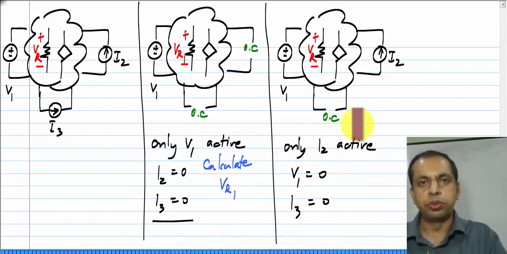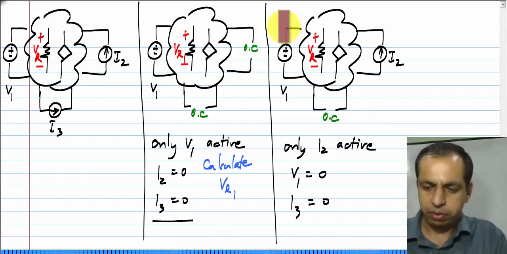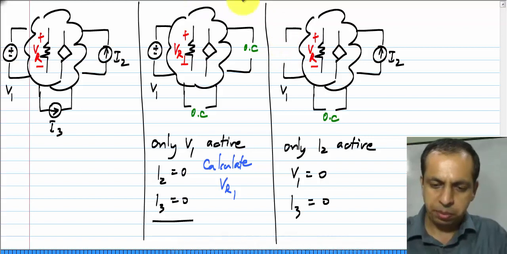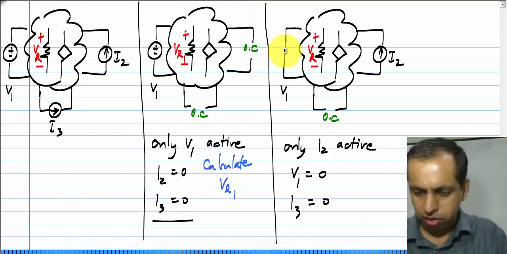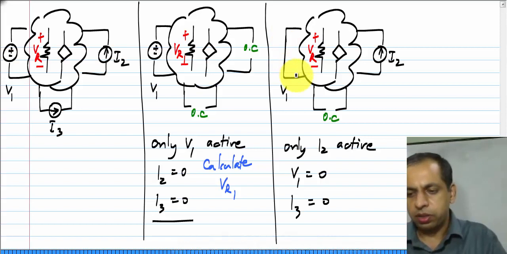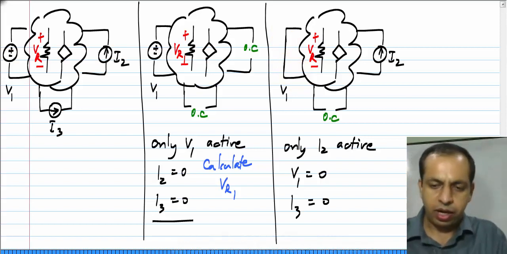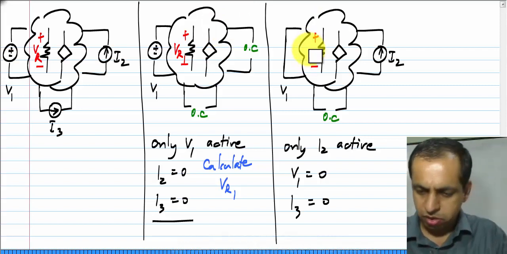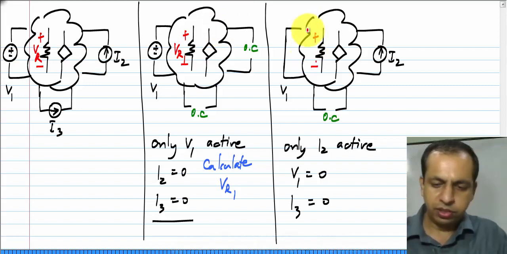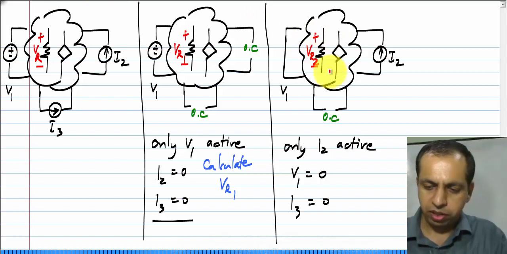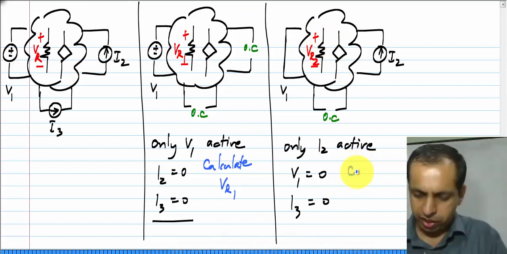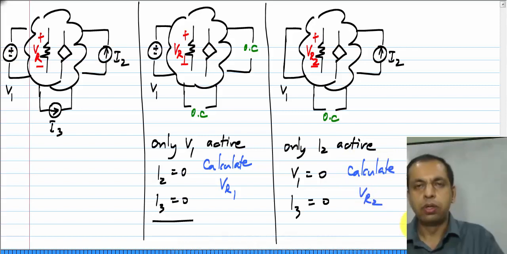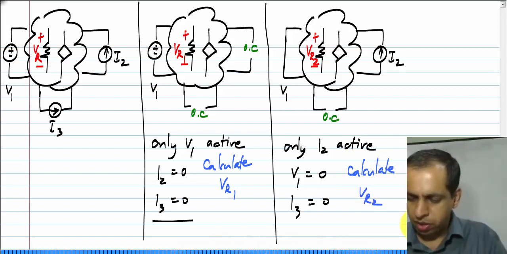A 0 valued voltage source is a short circuit. Okay, because between these two nodes you have 0 volts. So, that means that we have a short circuit. Okay. And I get a certain value of the resistor voltage from this, and let me call that VR2. So, I calculate VR2.